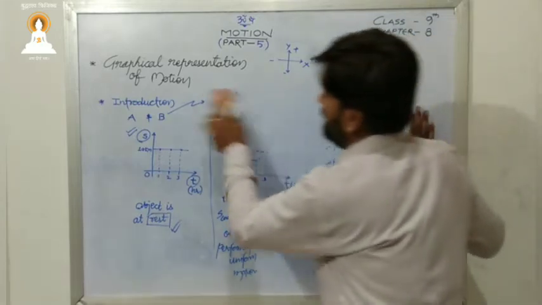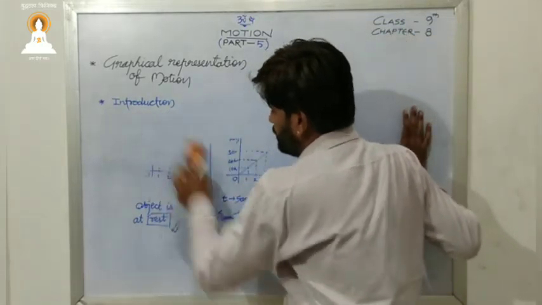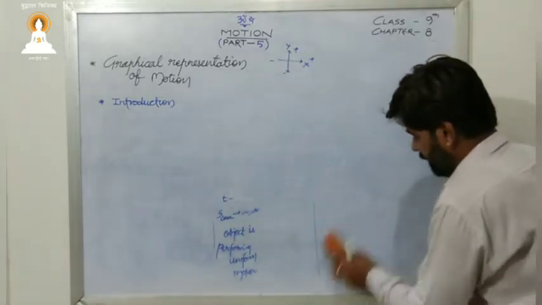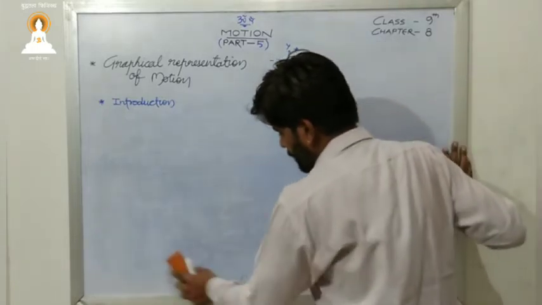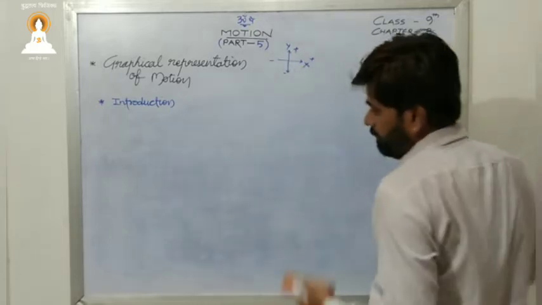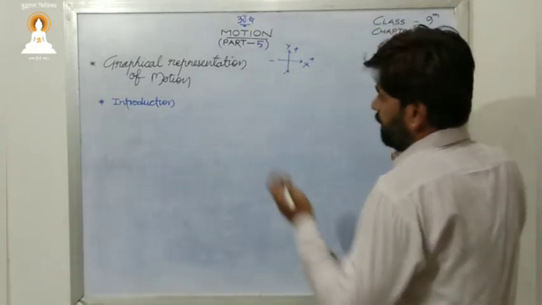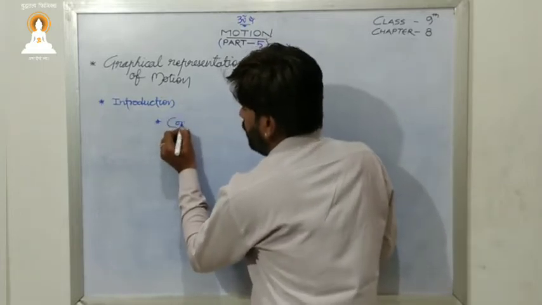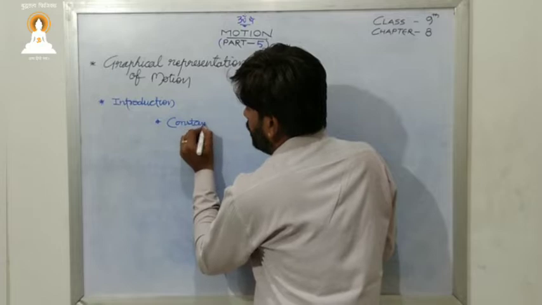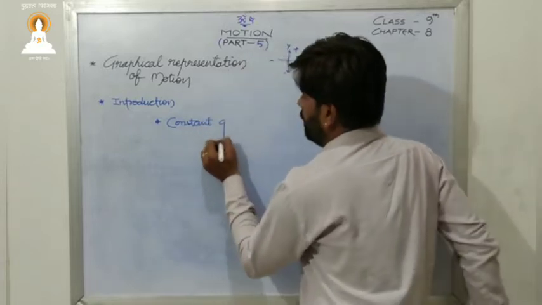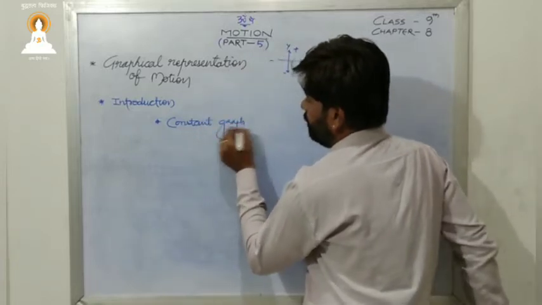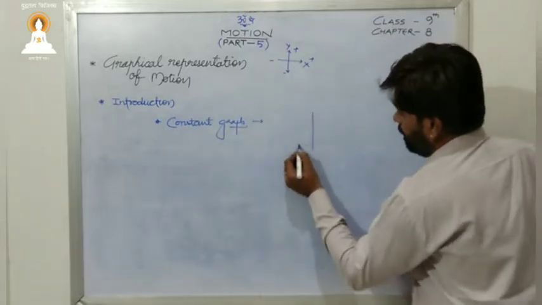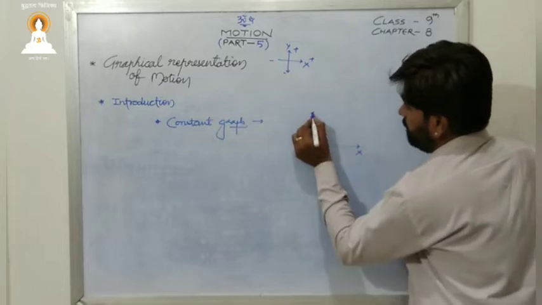Then the next one, the last one, in which we are going to see the different terminologies regarding the graph. The basic terminology, one is the constant graph, which we have already seen. Constant graph means what? Suppose we have an x-axis and a y-axis.